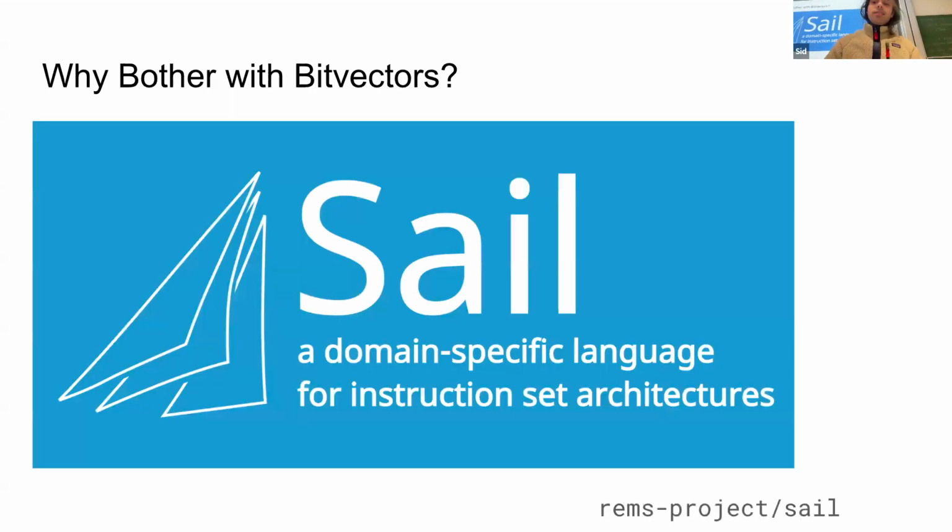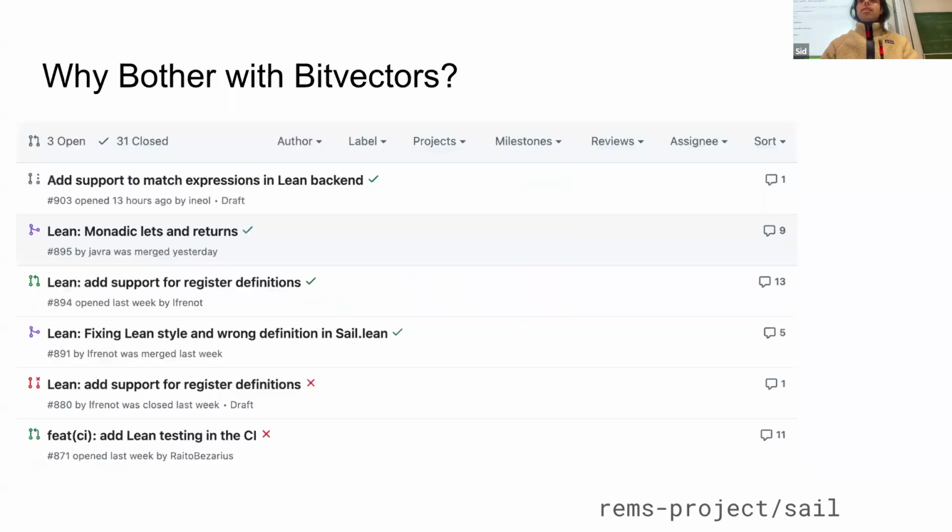Finally, there's also a project here at Cambridge called SAIL, which defines a programming language to reason about instruction set architectures. So it's a programming language inside which you can define the semantics of x86 or ARM or whatever. They've been recently adding support for Lean, so you can take SAIL and compile it down to Lean. As you can see, we've been sending PRs that add Lean support for this. And all of this support depends on possessing bit vectors essentially. So that's why we need it.